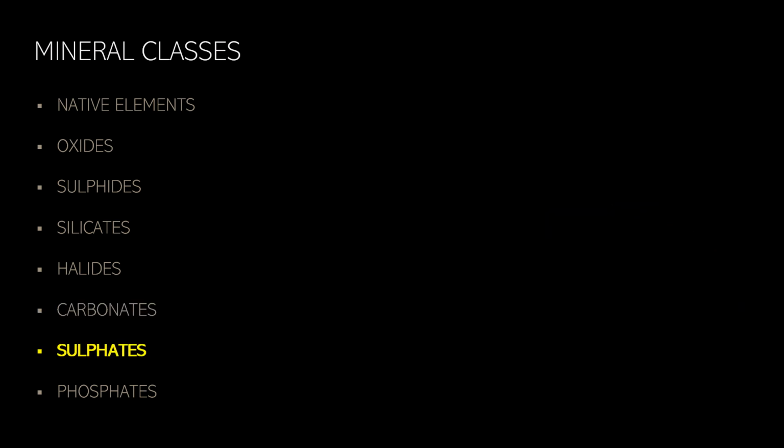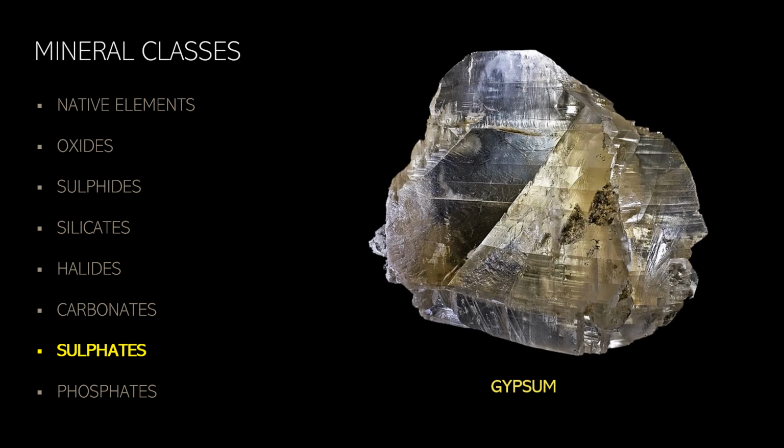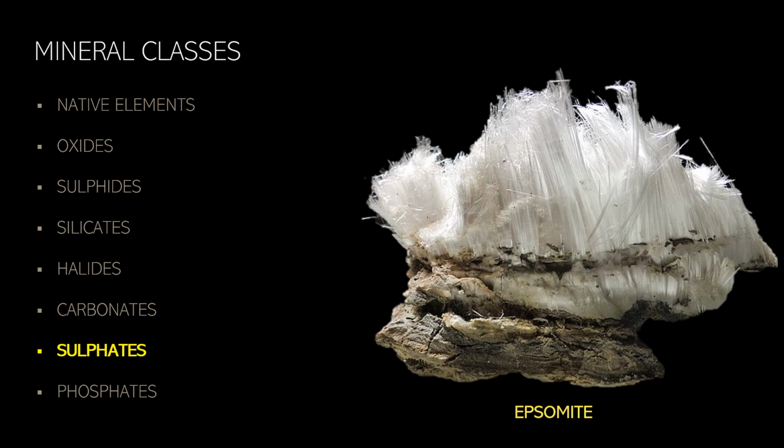The sulfate minerals are a class of minerals that include the sulfate ion, SO4²⁻, within their structure. Gypsum is a calcium sulfate used in many building materials. Barytes is a sulfate of barium, commonly known as heavy spar, having a specific gravity of 4.5. Epsomite is a sulfate of magnesium, often formed from the evaporation of mineral waters, such as found in Epsom, Surrey, from whence it takes its name.